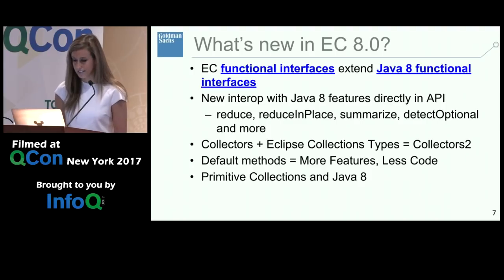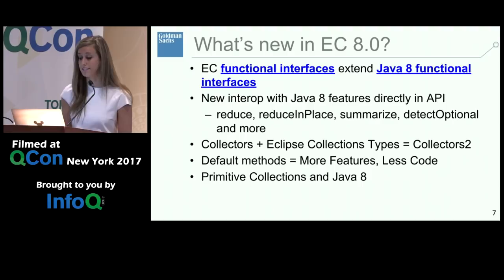So one of the first things that's new with Eclipse Collections 8 is that our functional interfaces now extend the Java 8 functional interfaces. So this gives us some new interop with Java 8 features directly in our own API. So I'm going to cover all of these methods coming up next: reduce in place, detect optional.